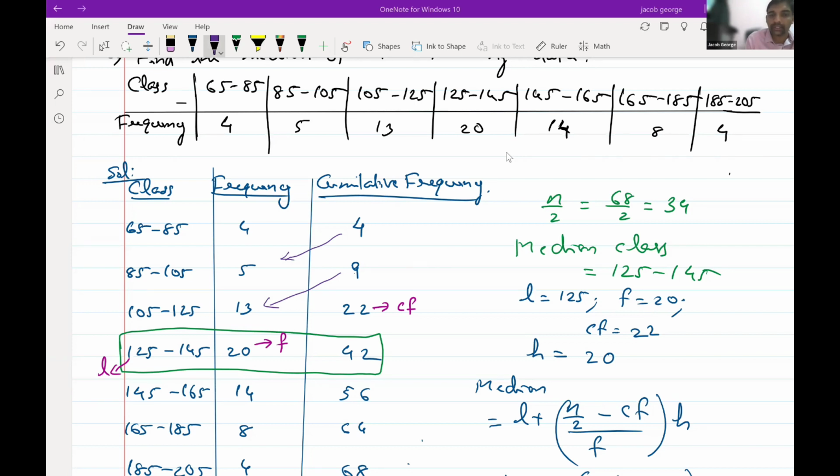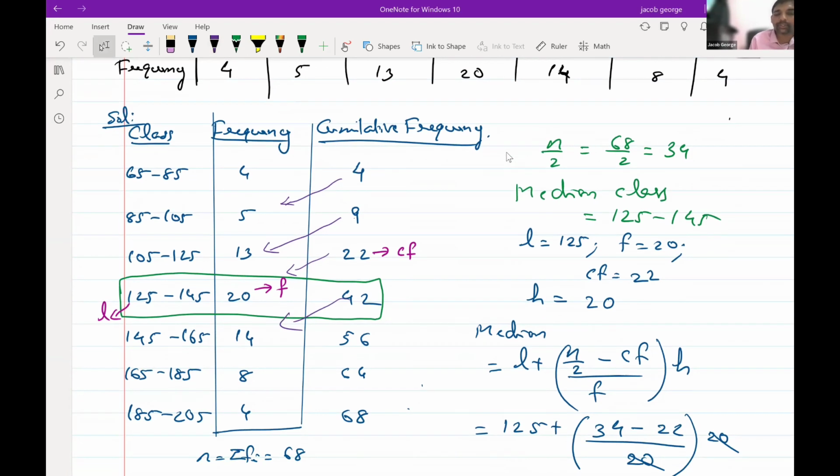Its meaning is, less than 105, how many people are there? 4 plus 5, 9. Next, less than 125, how many are there? 9 plus 13, 22. Then 22 plus 20, it is 42. So when we keep on adding diagonal wise, we get the cumulative frequencies. Next, 42 plus 14, it is 56. 56 plus 8, 64. 64 plus 4, 68.